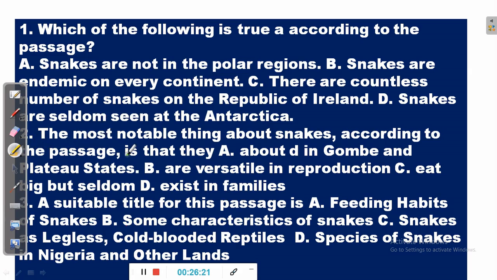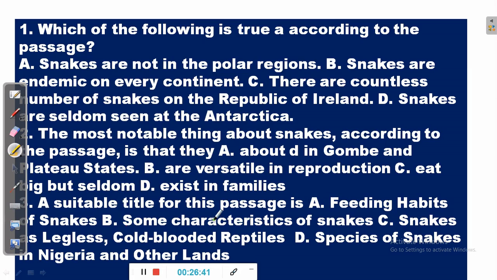Question number 2. The most notable thing about snakes, according to the passage, is that they A. abound in Gombe and Plateau states. B. Are versatile in reproduction. C. Eat big but seldom. D. Exist in families.